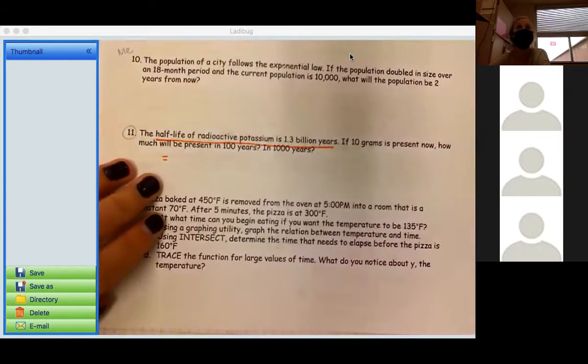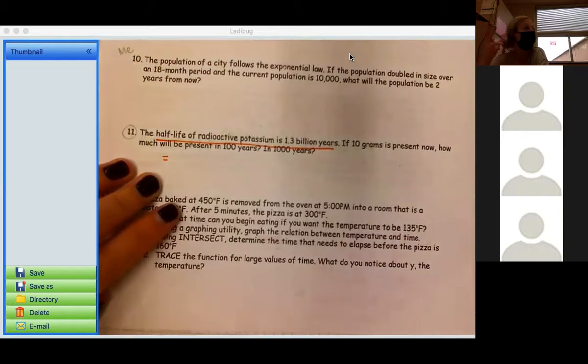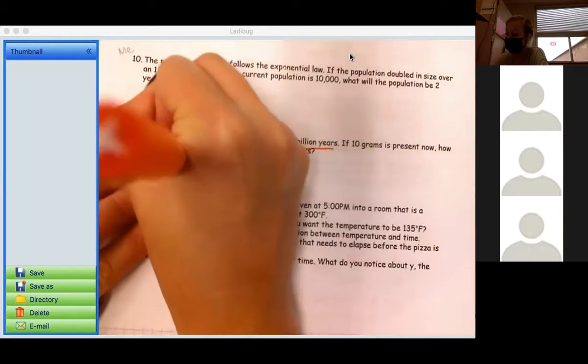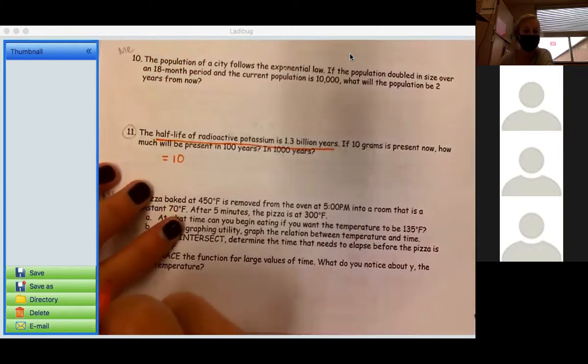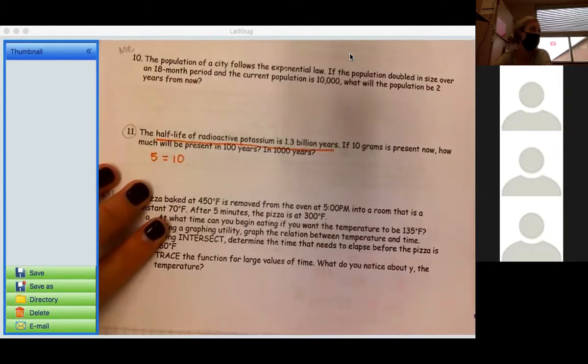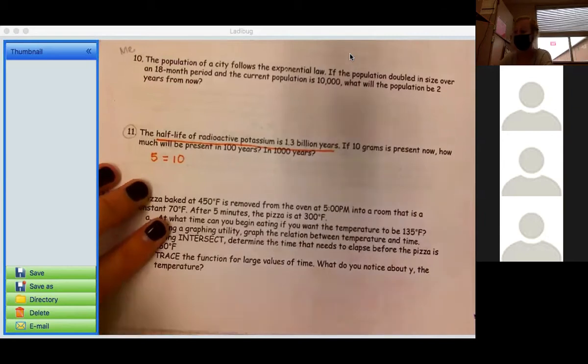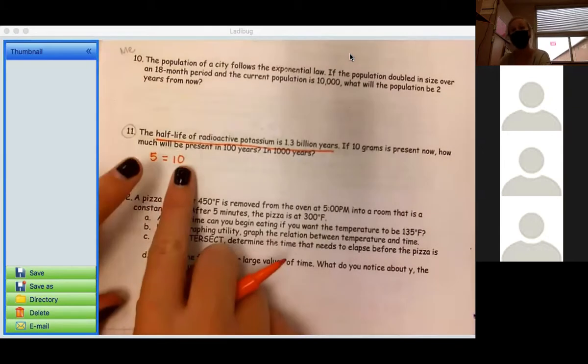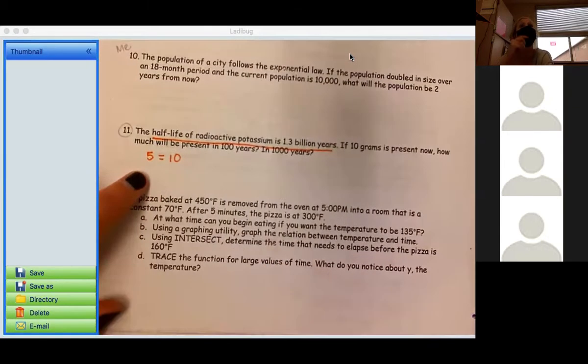Somebody give me an initial value because they don't tell us one, so somebody pick one for me. Okay, 10 sounds good to me. What is half of 10? So you should end up with 5 if I'm talking about the half-life. Does that make sense? You could do 1.5. You could do 2 and 1. Whatever. Yes, ma'am.